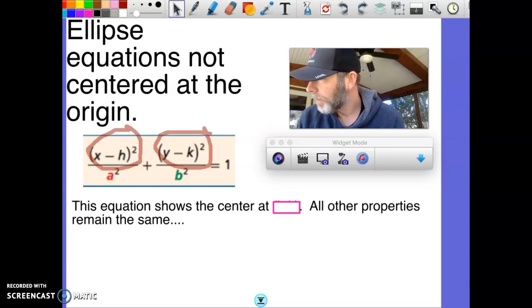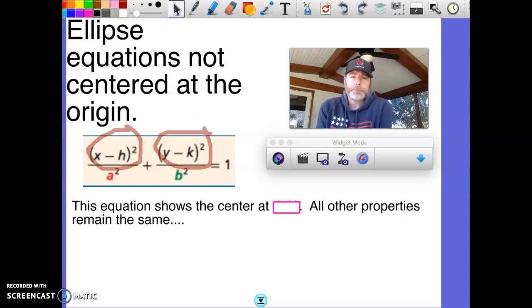So, best Algebra 3 students in the world, I want to talk to you guys a little bit more about ellipse equations. Today we're going to look at some that are not centered at the origin.